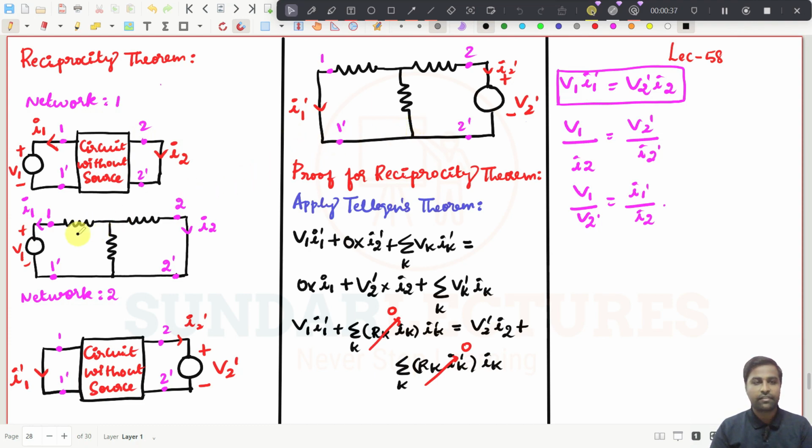Now try to understand one thing in this proof. We have taken two circuits. This is circuit number 1 and this is circuit number 2, and you see the current directions in both circuits are the same. I1 is like this and I1 dash is also like this. I2 is like this, I2 dash is also like this. With this we have derived the expression for finding the current in the second network.